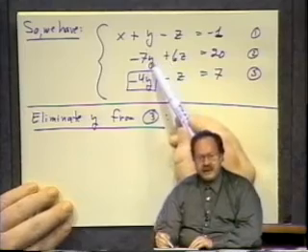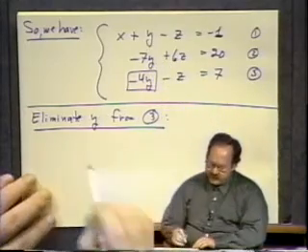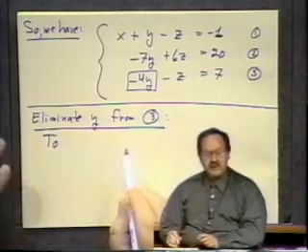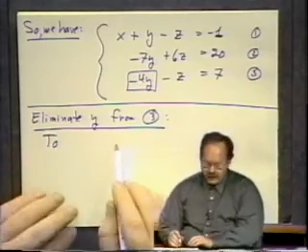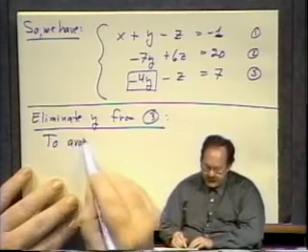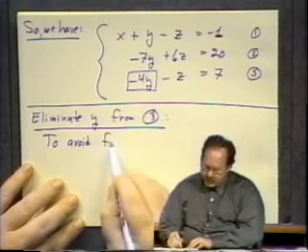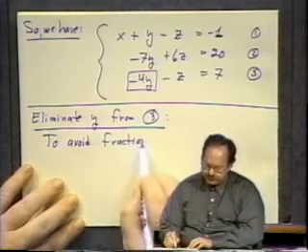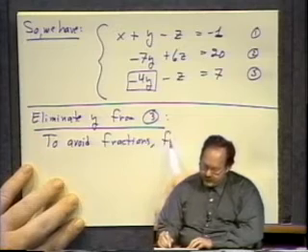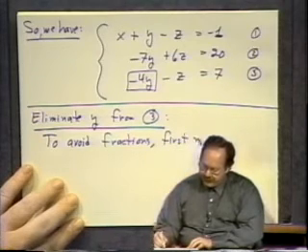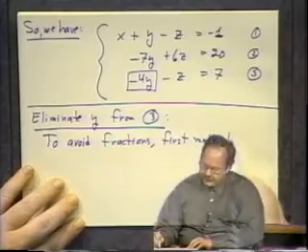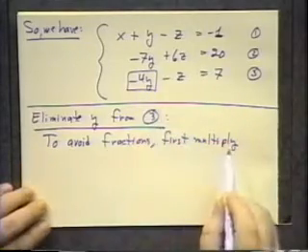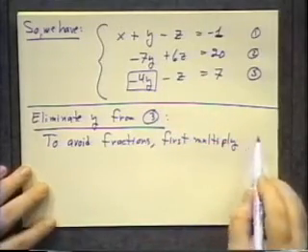Well, I'd rather not deal with fractions if I can help it. Now, there's nothing wrong with fractions, and you can work the problem that way. But if you see this beforehand, you might say the following. To avoid fractions, first, multiply. You want to try to find something that will make both of these multiply each other out.